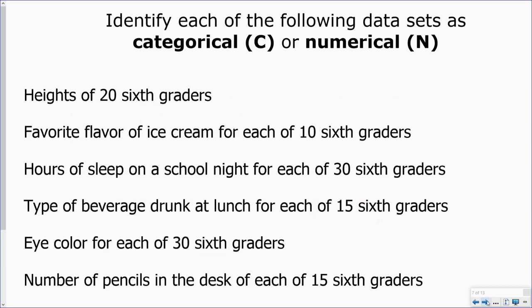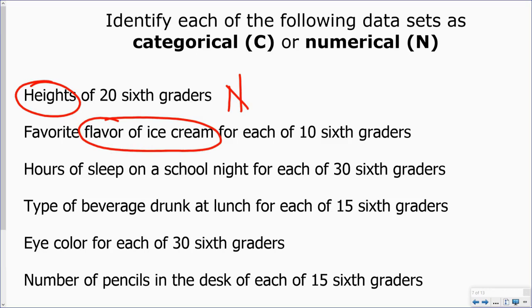So let's practice classifying some data as either categorical or numerical. This first one says heights of sixth graders. So we're looking at heights. So that would be numerical because I'm dealing with numbers. The next one says favorite flavor of ice cream for each of 10 sixth graders. Well, here we're looking at flavors of ice cream. Those don't really have to do with numbers, so we can categorize them into categories like chocolate, vanilla, strawberry.